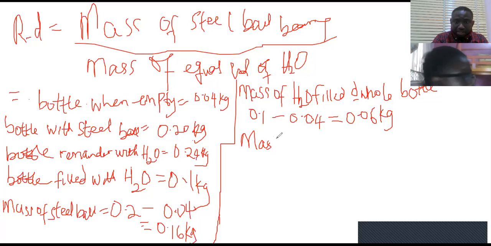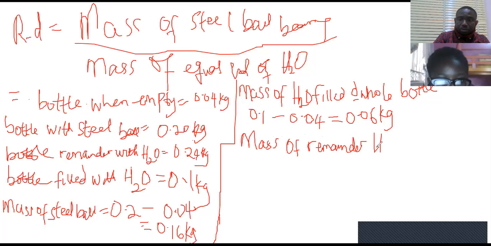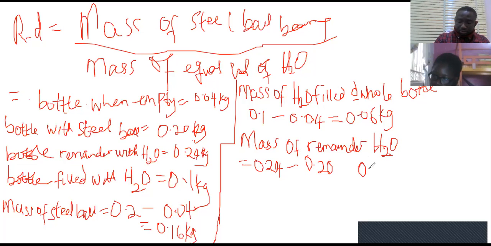Okay, so the mass of remainder water will become 0.24 minus 0.20, and that gives us what? That gives us 0.04 kg. Okay, 0.0 what? 4. Okay, 4.